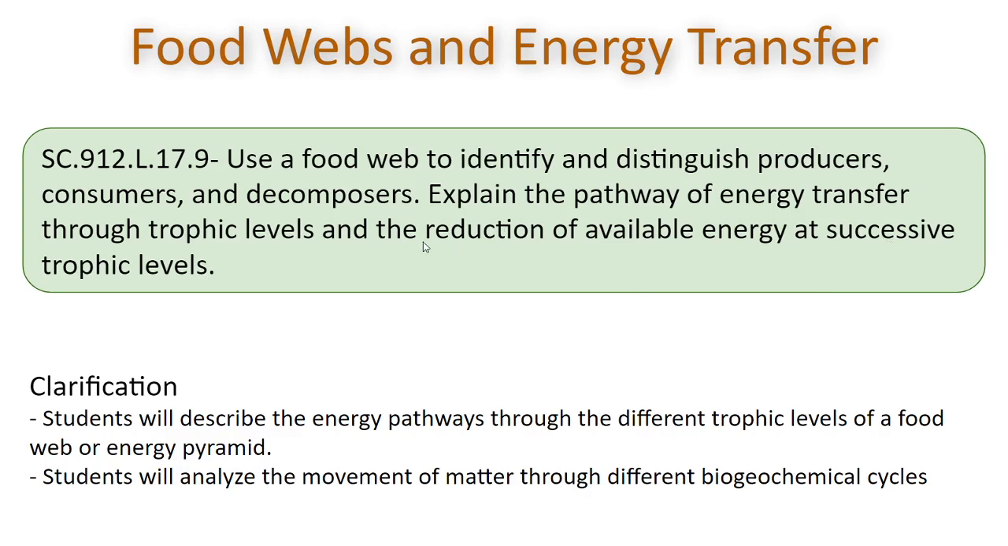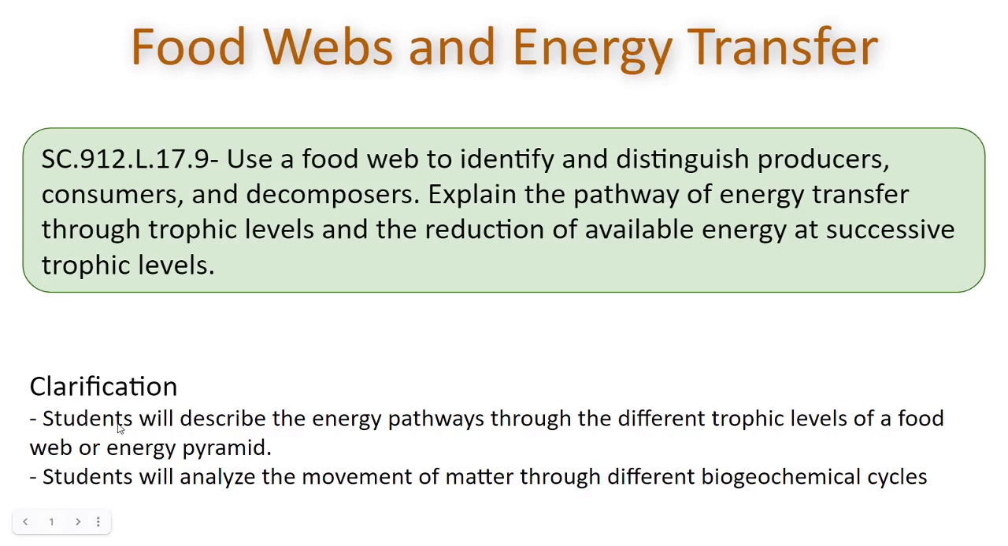And the idea here is the reduction of available energy at successive levels means that at each level past the producer level, there's a lot less energy available. And so we're going to show you that in just a second. But that's a huge thing of what they want you to learn here, is that from one level to the next, a lot of the energy is lost.